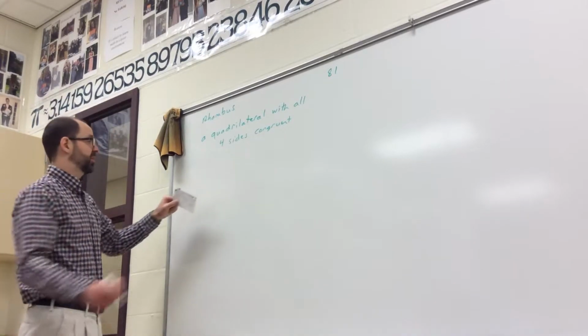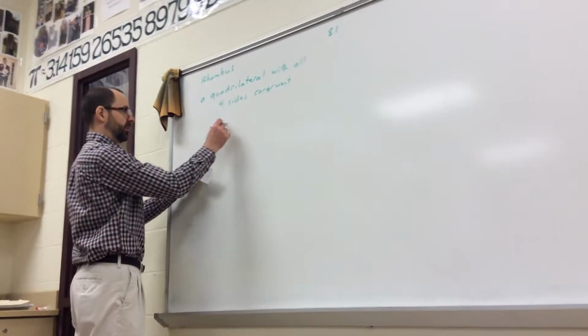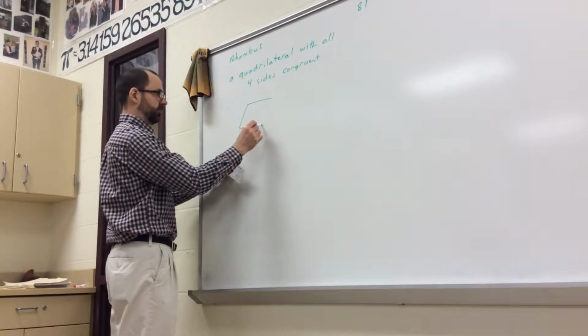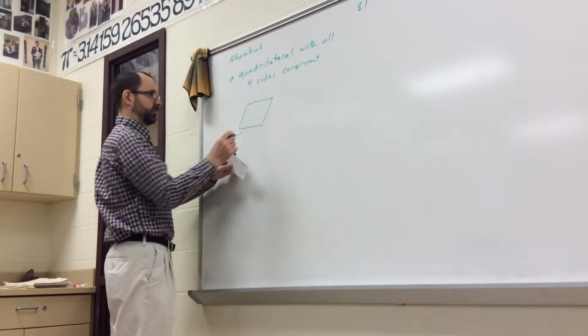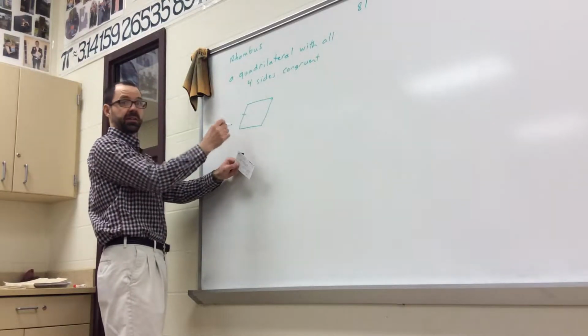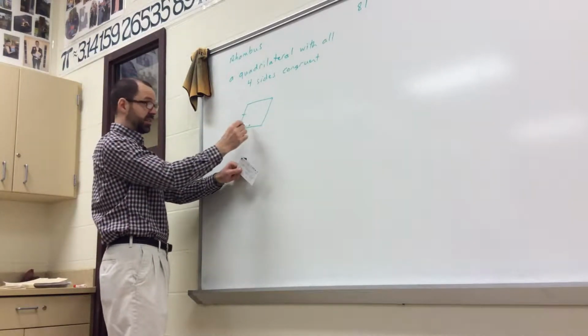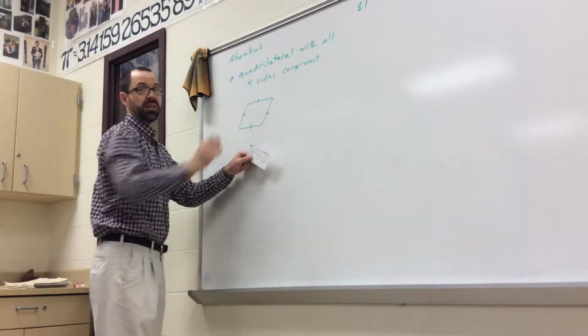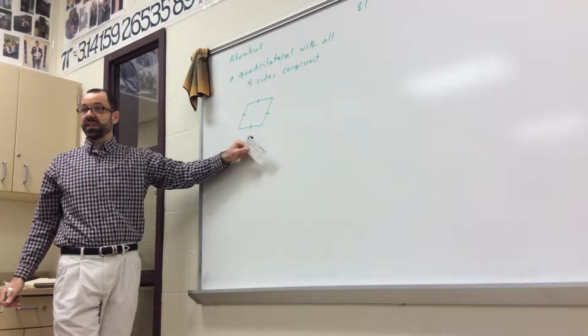So let me draw a rhombus for you. So this side is the same length as this side, is the same length as this side, is the same length as that side. So it's got four equal sides. That's called a rhombus.